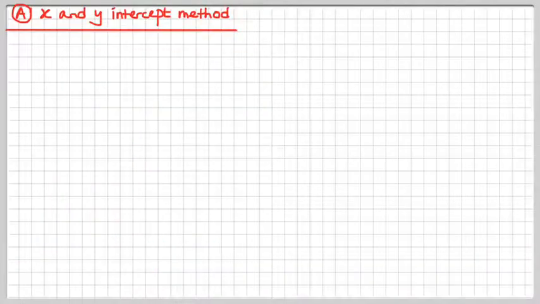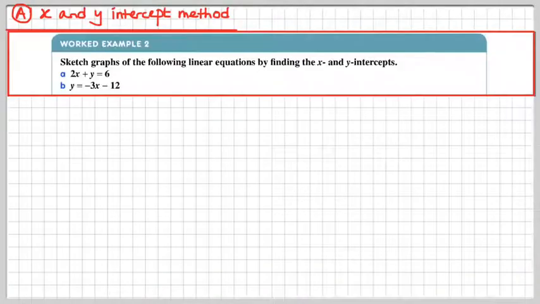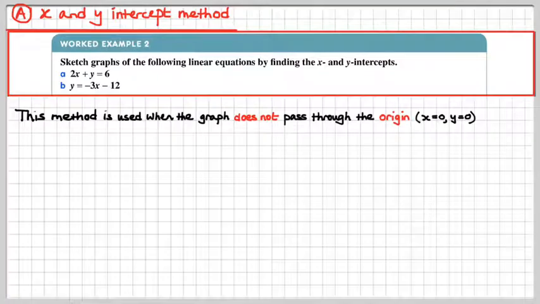Now let's do the first one. Here's the x and y intercept method. There's a question for us. We have to sketch those graphs, which means, remember, we only need 2 points to do that. So we're going to find 2 points, and the points we are going to find are the x and the y-intercept points. Now, let's just go through this. I've sort of jumped the gun a bit.